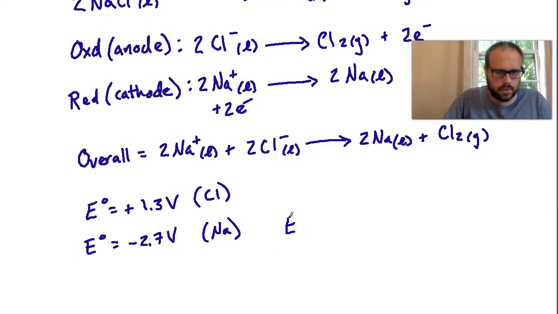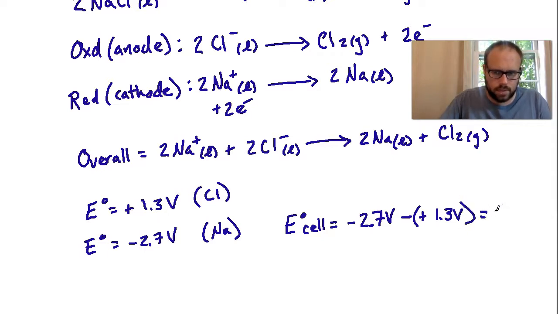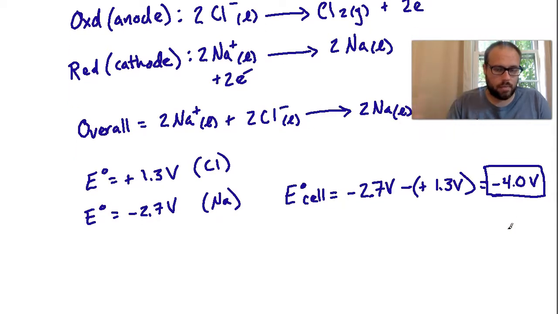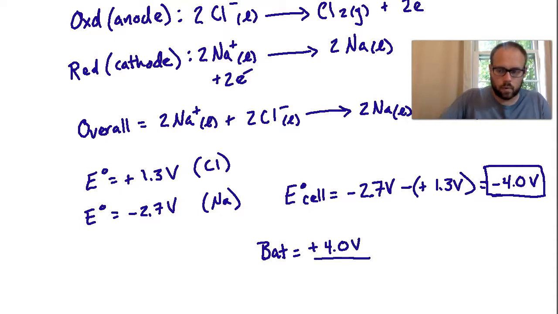So if I want to calculate E cell here, E cell is going to be equal to negative 2.7 volts minus a positive 1.3 volts, which is going to equal approximately negative 4 volts. That's a big difference there. So this is certainly not going to be a spontaneous cell as far as driving the redox. So I'm going to need a battery that must have at least plus 4 volts. That's a minimum requirement. And again, I'd like a little bit of overvoltage, so you'd probably want one that has a rating slightly higher than that.